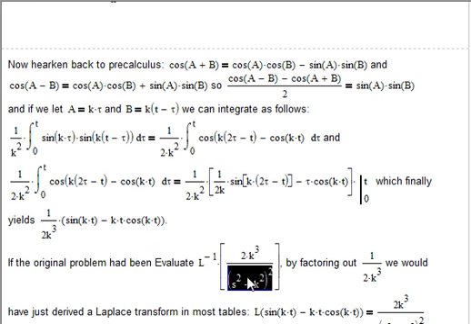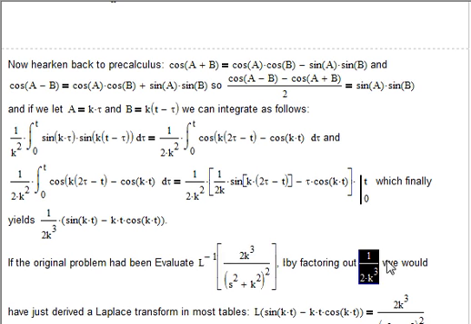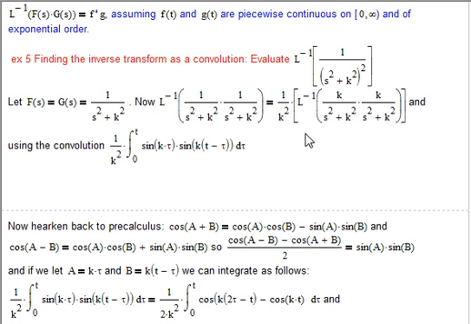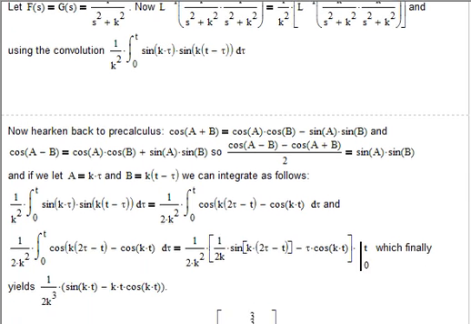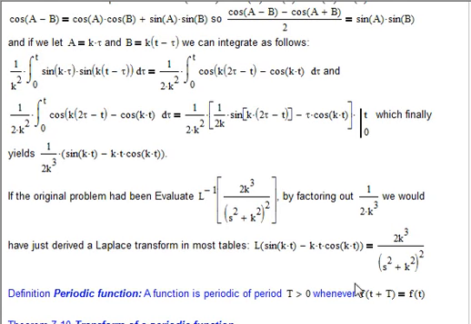So if the original problem would have been this, and then if we factored out the 1 over 2k cubed, I mean, the one we had wasn't that problem, it was this problem. But if we had a 2k cubed in the numerator, then we would have just derived this Laplace transform that's in most tables. The Laplace transform of sine of kt minus k times t times cosine of kt is 2k cubed over (s squared plus k squared) squared. Wow. So very difficult. It is kind of tough.